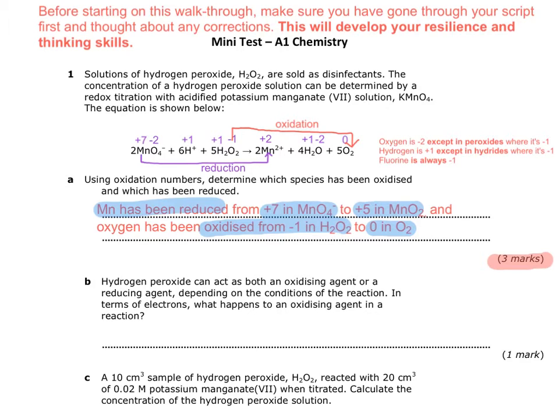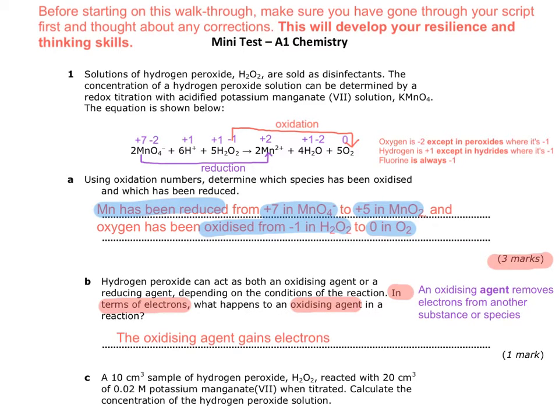Okay, so it says hydrogen peroxide can act as both an oxidizing agent or a reducing agent depending on the conditions of the reaction. So we're on part B now. In terms of electrons, I think that's probably the most important part of the question. In terms of electrons, what happens to an oxidizing agent? Be careful, think about what an oxidizing agent does. An oxidizing agent causes something else to be oxidized. So bearing in mind that an oxidizing agent removes electrons from something else, the oxidizing agent itself must gain electrons. Okay, so let's move the page up and do the next bit.